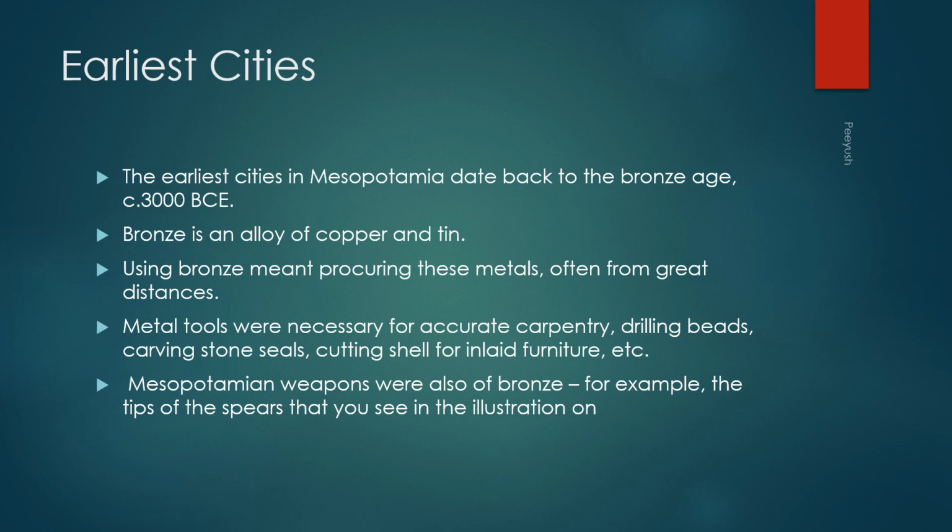Metal tools were necessary for accurate carpentry, for the woodwork, drilling beads. To drill the beads also, metal tools were required. Carving stone seals, to give shape to stone seals, metals were essential, and cutting shell for inlaid furniture. So for all these, metal tools were necessary, and bronze played an important role because of its strength.